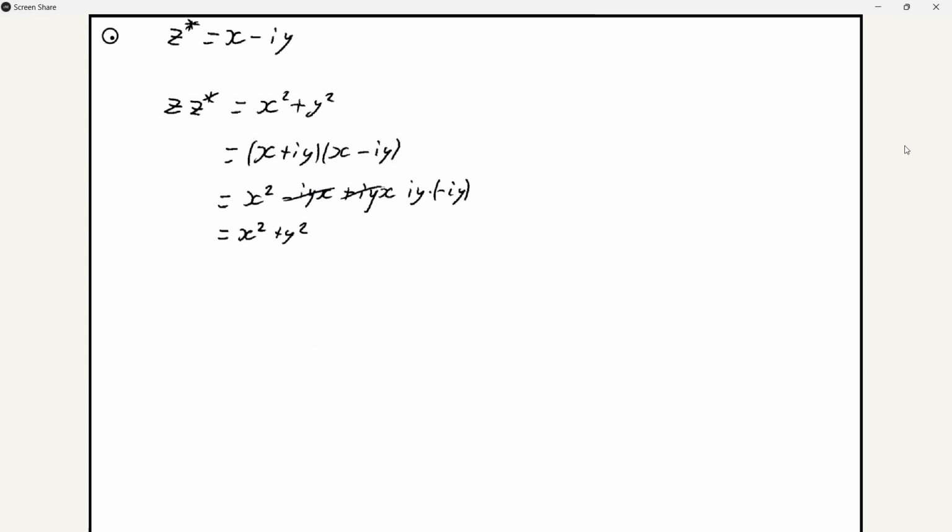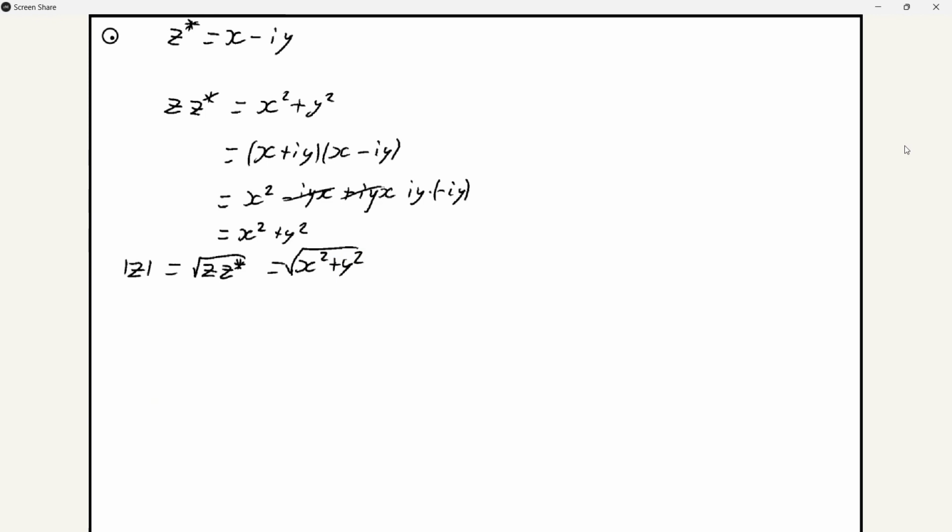Now this result is useful because if you want to find the magnitude of z, the vector magnitude in 2 dimensions, it is equal to the square root of z times z star. I'm going to call it z star from now on, which is then equal to the square root of x squared plus y squared.